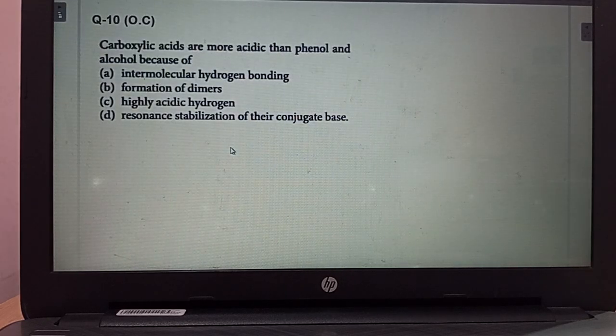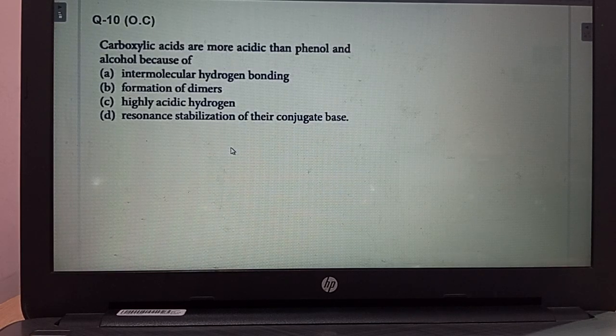Next question. Carboxylic acids are more acidic than phenol and alcohols. What is the reason? So carefully observe. Yes, very simple reason. When carboxylic acids are taken, they will give H plus ions. Upon ionization, they will be subjected to resonance stabilization.